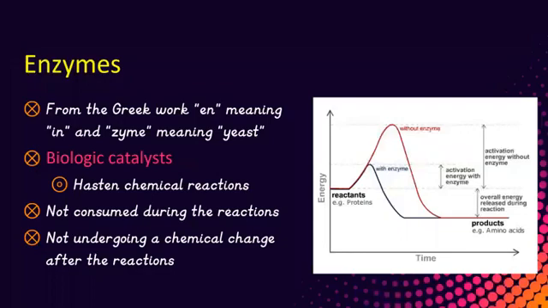So, biologic catalysts, they hasten chemical reactions, or speed up chemical reactions that are used to build structures in our cell, or not only build, but they can also be a catalyst to break the structure of our cells. They are not consumed during the reaction. They are not undergoing a chemical change after the reaction, so they are not destroyed. There will be no molecules that will be taken away from the enzyme after the reaction happened.